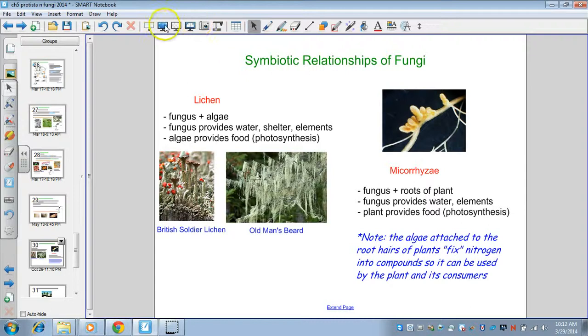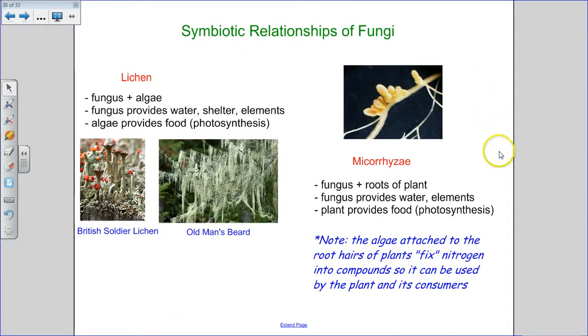Okay, the other type of relationship is called mycorrhizae, or mycorrhiza singular. Myco refers to the fungus part, and rhizae has to do with the roots. So fungus and roots of a plant. There's a fungus and it's associated with the roots of a plant. The fungus provides water and elements. The plant is often bigger than the fungus, so the fungus doesn't really provide shelter in this way. The plant provides food. Okay?